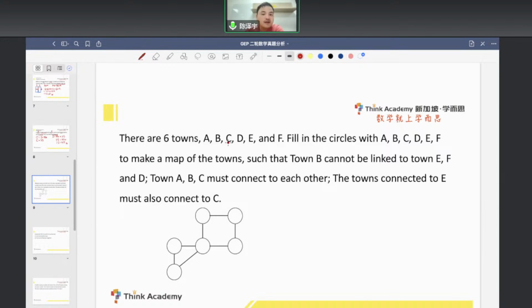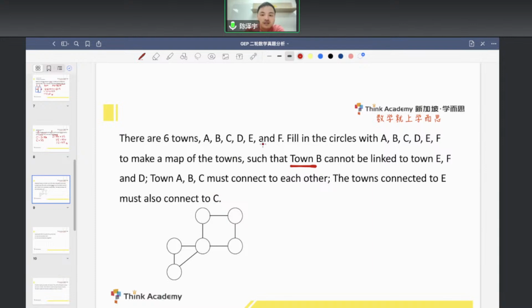There are 6 towns A, B, C, D, E, and F. Fill in a circle with all the letters to make a map of the towns. So the conditions: town B cannot be linked with E, F, and D. Town A, B, C also must be connected to each other. And lastly, the town connected to E also must connect to C.